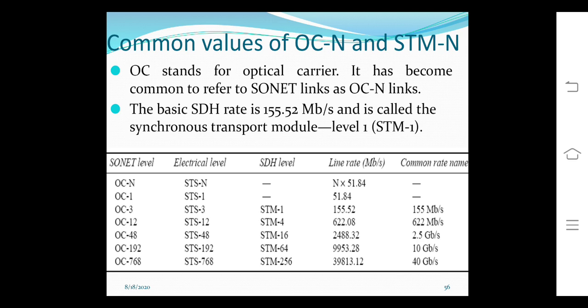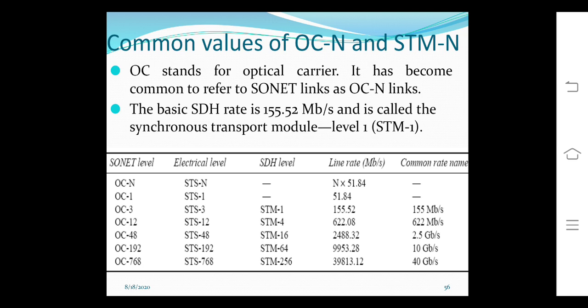The common values of OC-N and STM-N. OC stands for optical carrier, and it has become common to refer to SONET links as OC links. So it automatically refers to the carrier, the number of carriers present there. The basic SDH rate is 155.52 Mbps, and we saw the calculations for that, and it is called the synchronous transport module level 1, STM-1.